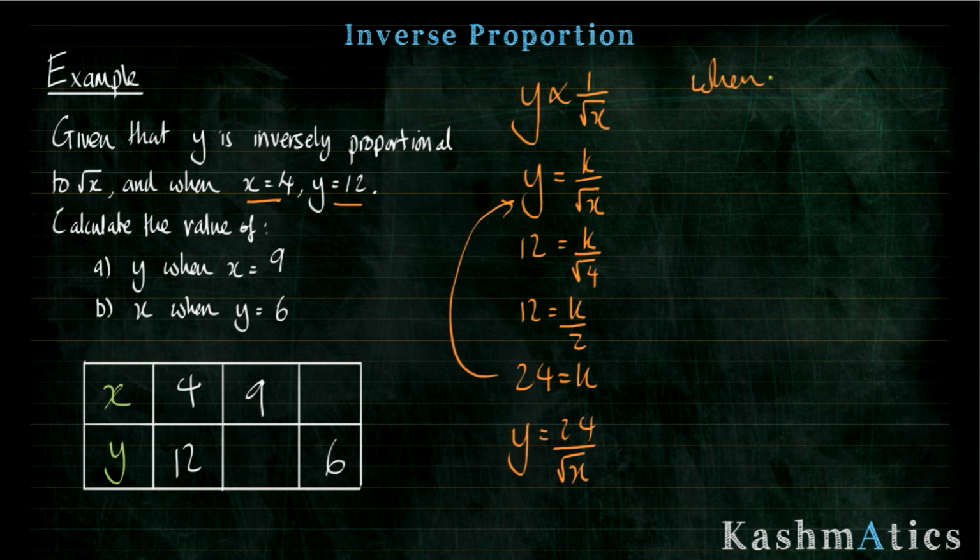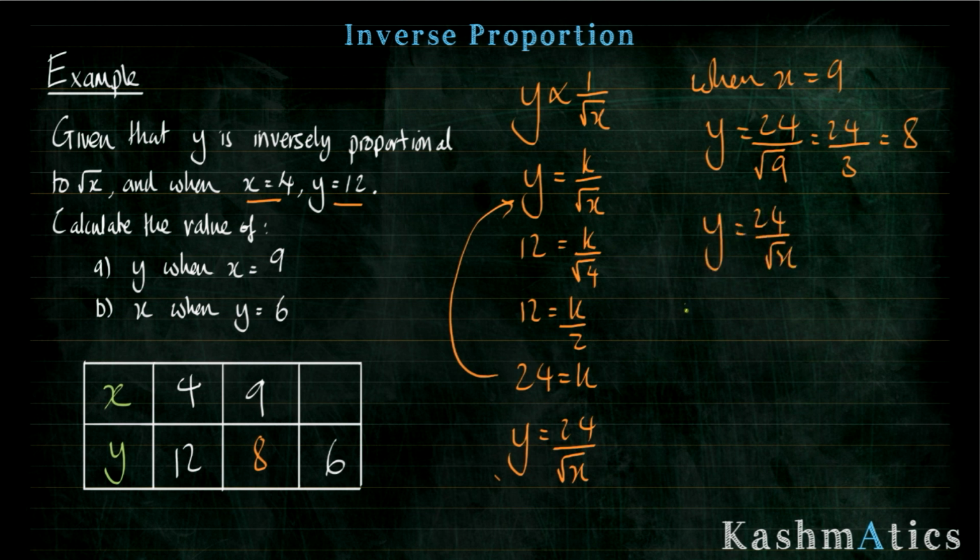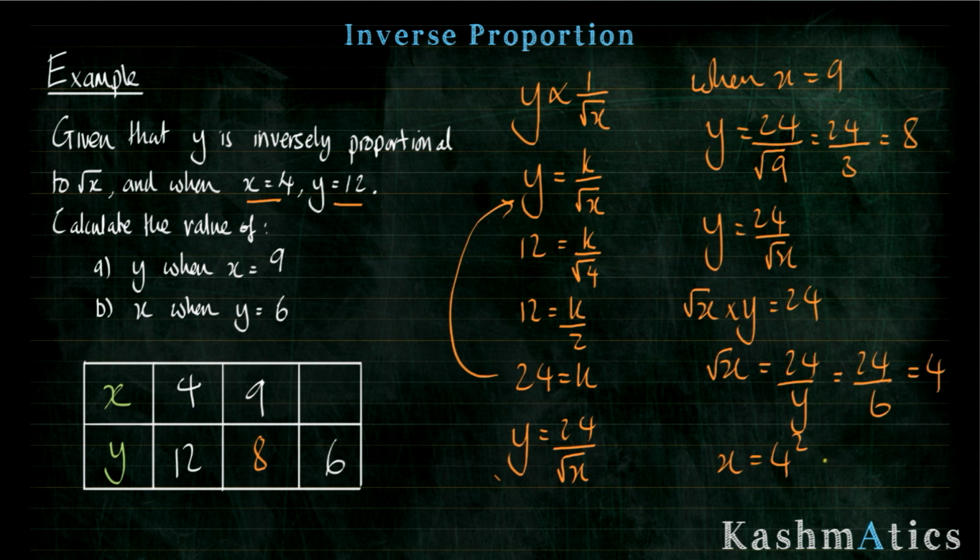So when x equals 9, y will equal 24 divided by the square root of 9, which is 24 divided by 3, which is 8. So 8 goes here. And let's rearrange this now. So y is equal to 24 over the square root of x. That means the square root of x times y equals 24, which means the square root of x equals, now I have to divide by y here, so 24 divided by y. And my value of y that I've got is 6. So 24 divided by 6 is 4. But remember, that is the square root of x. So if the square root of x is 4, then x would equal 4 squared, which is 16. Okay, so that's my missing value there.